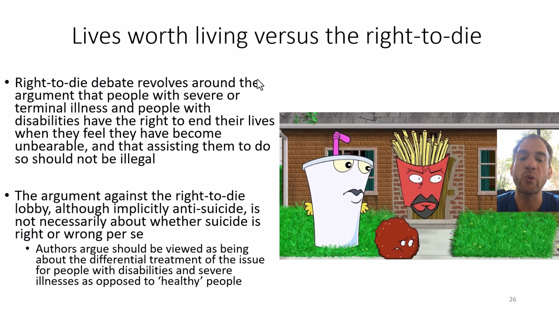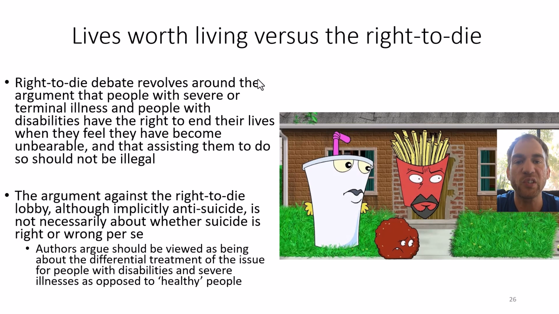Life's worth living versus the right to die. The right to die debate revolves around the argument that people with severe or terminal illnesses and people with disabilities have the right to end their lives when they feel they have become unbearable, and that assisting them to do so should not be illegal. The argument against the right to die lobby, although implicitly anti-suicide, is not necessarily about whether suicide is right or wrong per se. Authors argue this should be viewed as being about the differential treatment of the issue for people with disabilities and severe illnesses as opposed to so-called healthy people.